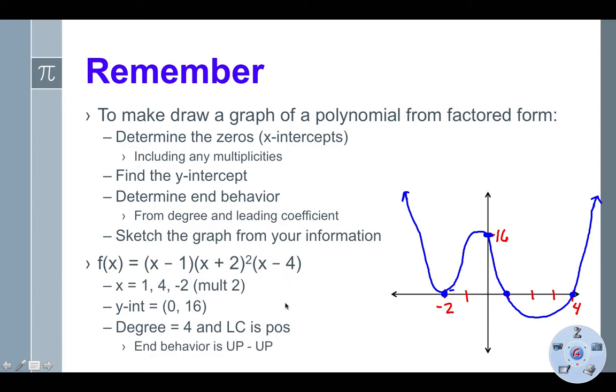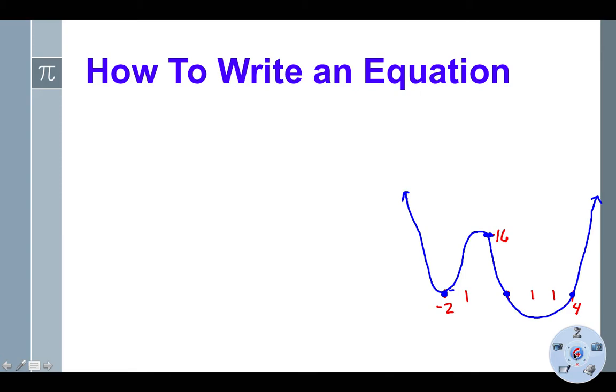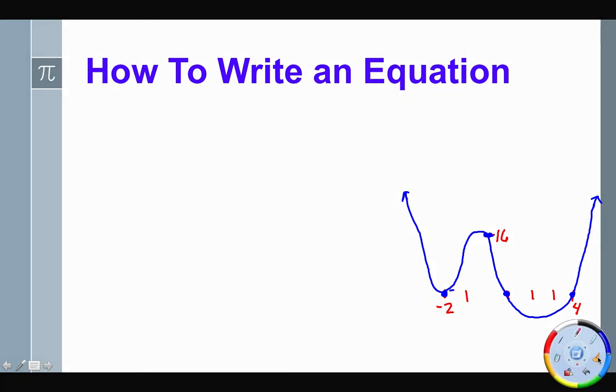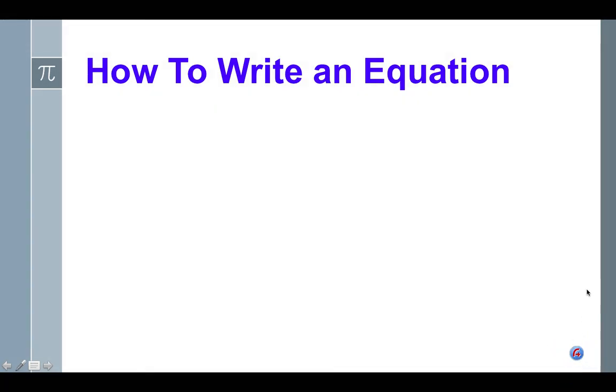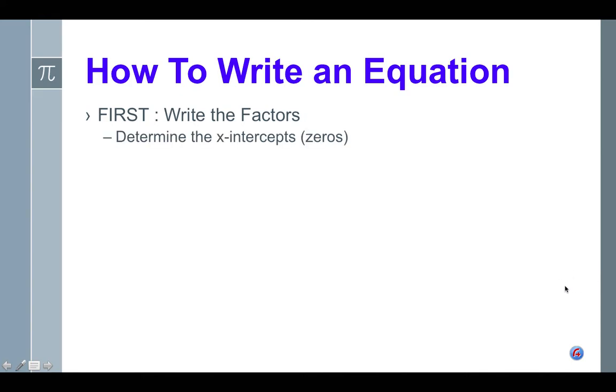So, how to write a polynomial function. First, we are going to write the factors, and we're just going to basically determine the x-intercepts, or the zeros of the function, and we're going to write the factors that they represent, including any multiplicities that might occur. For the most part, all we're ever going to get are x to the first, x to the second, or x to the third. So we're going to get multiplicities of 1, 2, or 3.